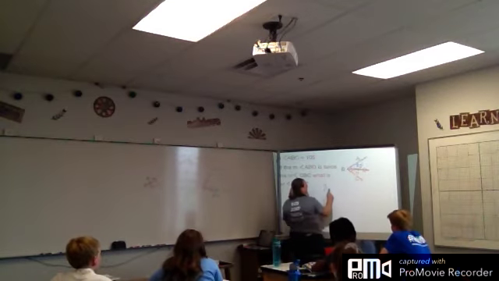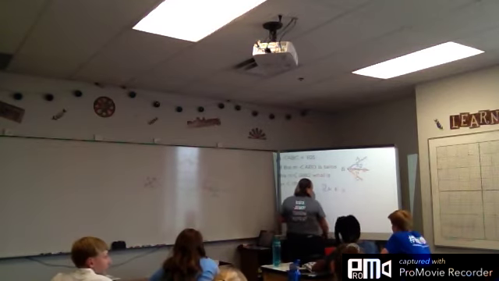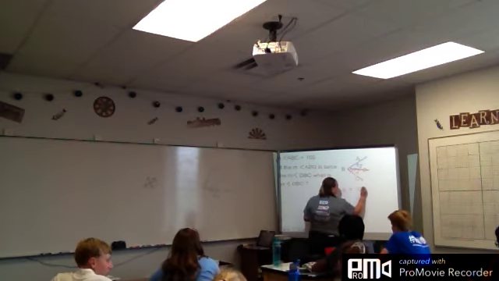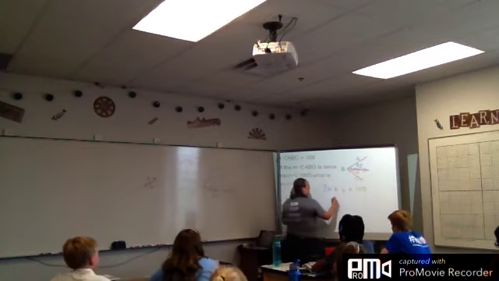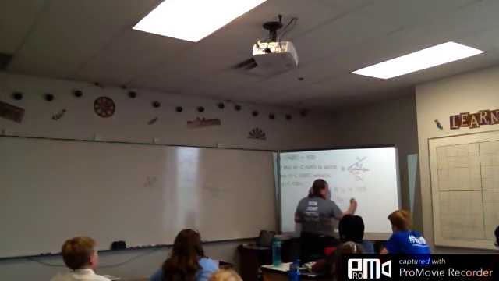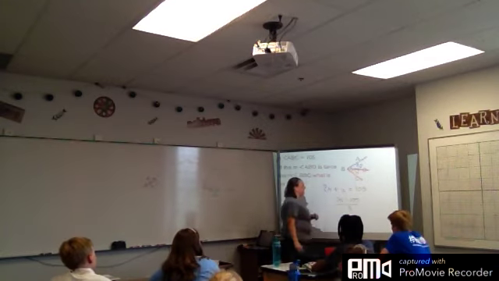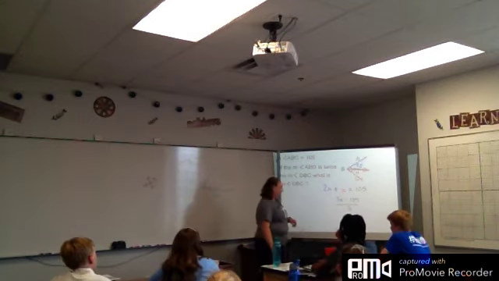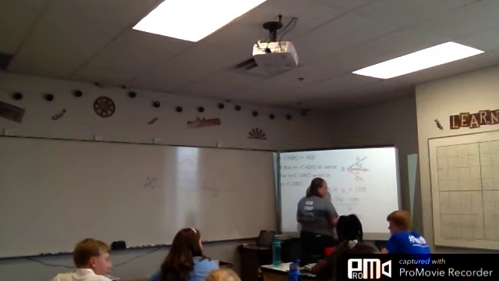So 2x plus x equals 105. That's 3x equals 105. Wow, algebra and geometry. 3x equals 105, you get what? 3 goes into 105 how many times? 35. So x is 35.